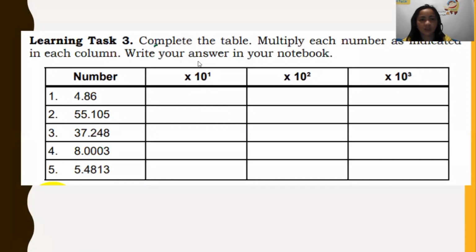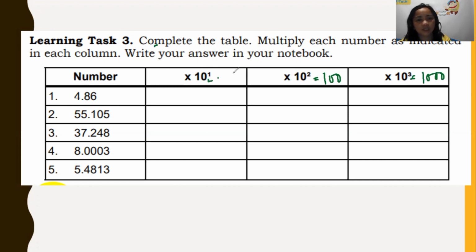Okay, let's have the learning task 3. Complete the table, multiply each number as indicated in each column. So here, meron lang tayong given number here. And then we need to multiply it by 10. Anong ibig sabihin nga ng 10 squared? This is equal to 100 and this is equal to 1,000. So example, we have 4 and 86 hundredths times 10.